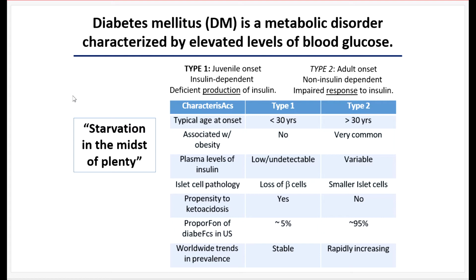Eventually, the pancreas will burn out through overproduction of insulin, and you will stop making insulin altogether as a late stage type 2 diabetic. So there's two different types of characteristics unique to type 1 and type 2.